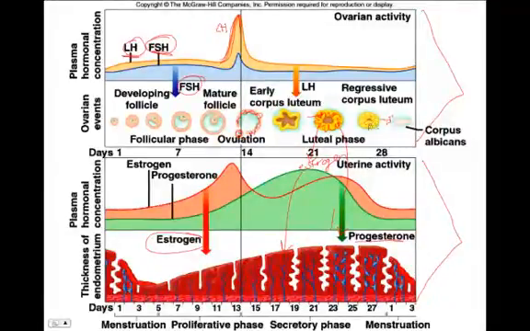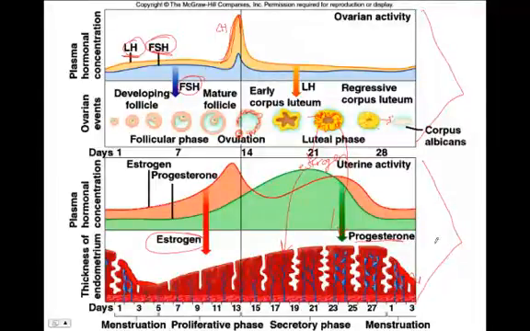Because that was what was secreting estrogen and progesterone. And so as those estrogen and progesterone levels go down, the blood vessels in the endometrium here will start to constrict. And so then as those blood vessels constrict, that uterine lining will start to disintegrate here and slough off, and that's what produces your menstrual flow.